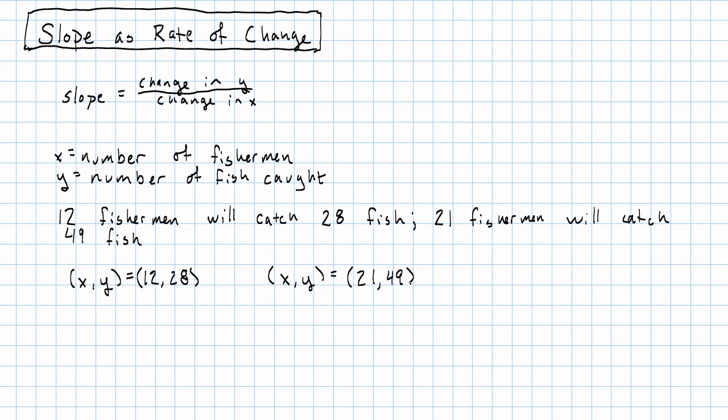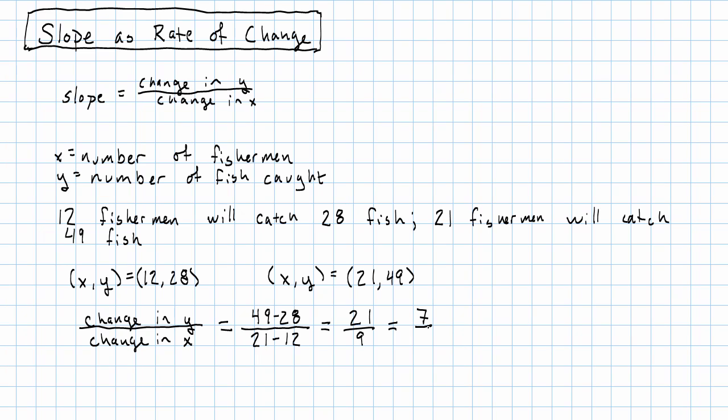If I drew a line through those points and calculated the change in y over the change in x, I would get 49 minus 28 over 21 minus 12. That's going to be 21 ninths. Simplifying that, we get 7 thirds. How do we understand that 7 thirds?